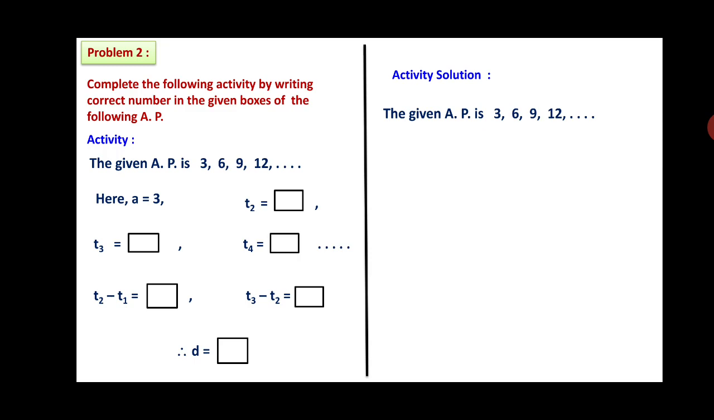Friends, the given AP is like this: 3, 6, 9, 12 and so on. Here a is 3, therefore T2 will be 6, the second term. T3 will be 9 and T4 is 12 and so on.